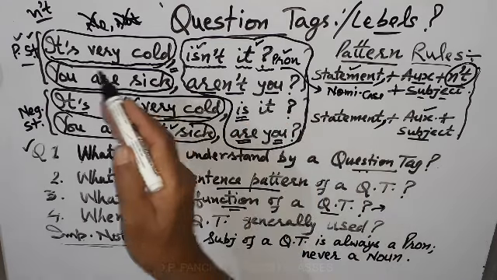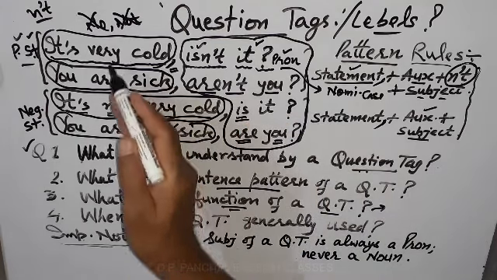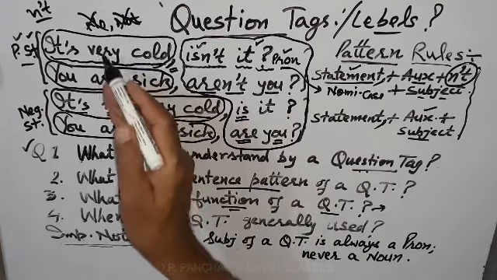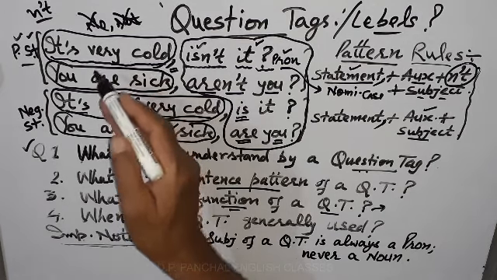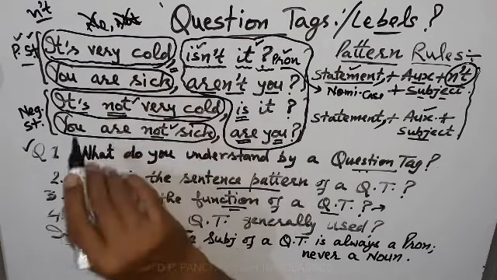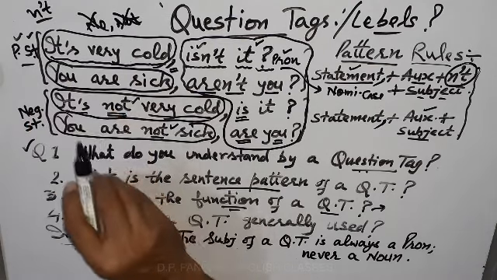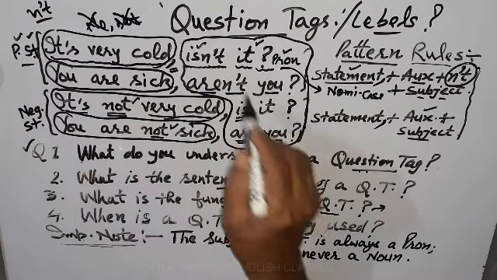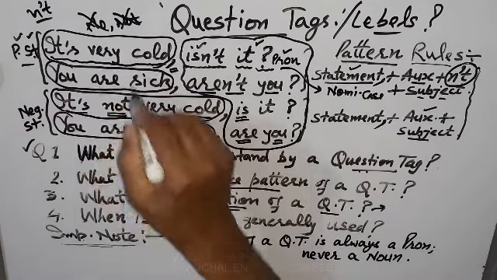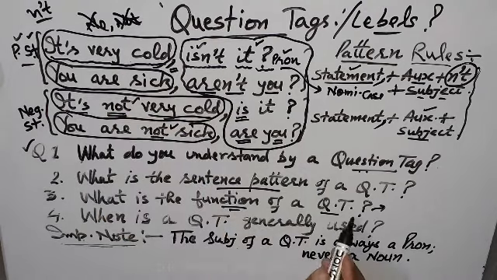Question seeking an answer from the statement, confirming whether it is wrong or right, whether it is so and so or not, whether it is this way or not this way. So they are asking a question, they are seeking an answer from these statements. So this is the function of a question tag.